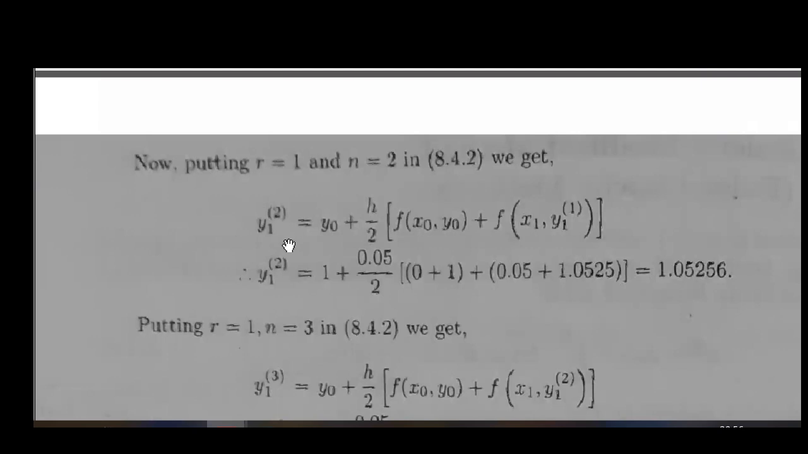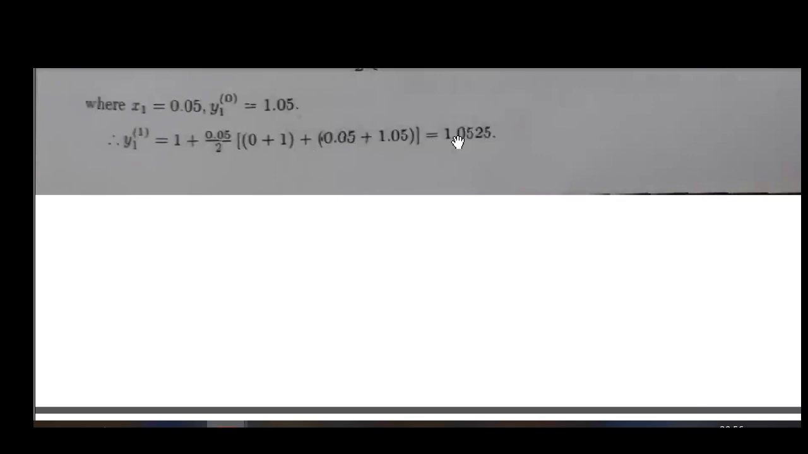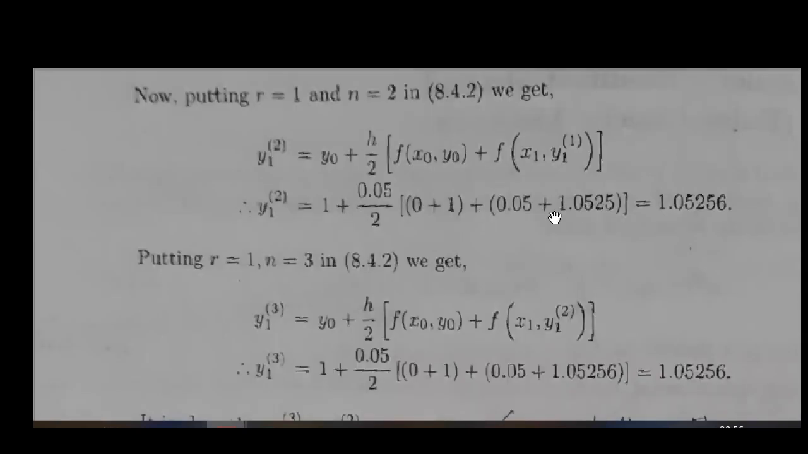Okay, so let us see here y1 2. Again the same formula: y0, that means y(r-1) plus h by 2 f of x(r-1), y(r-1) plus f of x(r), y(r), first level of approximation. So everything is known. This is known from the previous step. This thing will be used here. See, 1.0525. Okay, so you just add up.